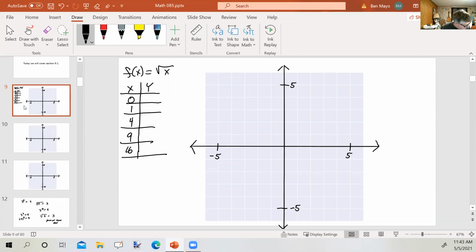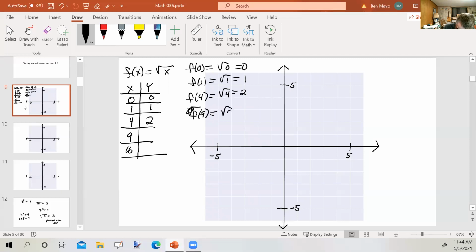Okay, now f of 0 would be the square root of 0, which is 0. F of 1 would be the square root of 1, which is 1. F of 4 would be the square root of 4, which is 2. F of 9 would be the square root of 9, which is 3. And f of 16 would be the square root of 16, which is 4.